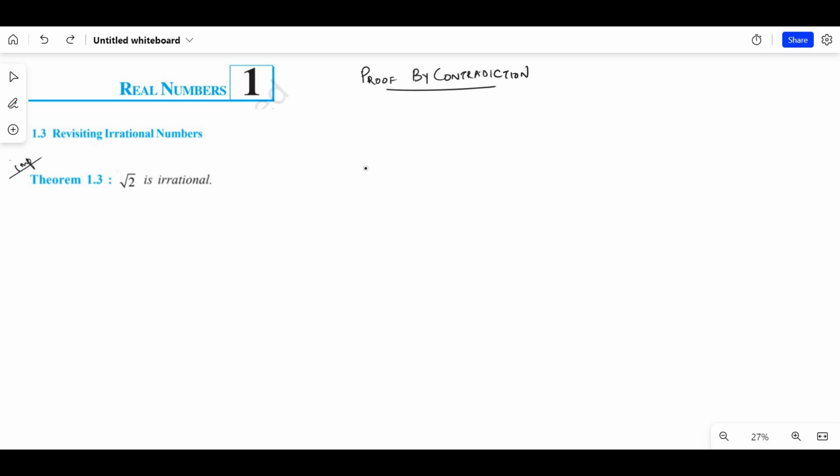We have to prove that root 2 is irrational. To prove this, we are using the technique called proof by contradiction. That is, we are assuming to the contrary that root 2 is a rational number, and then we will prove that root 2 is irrational. So let's start.